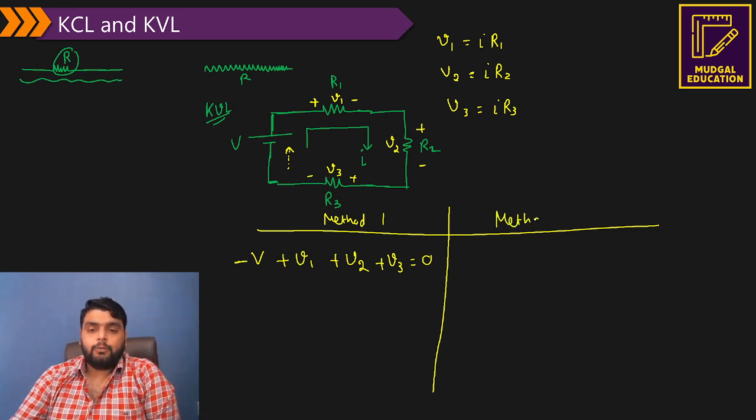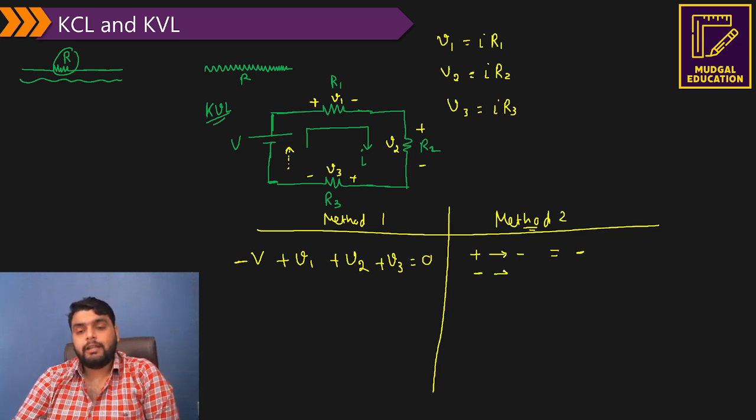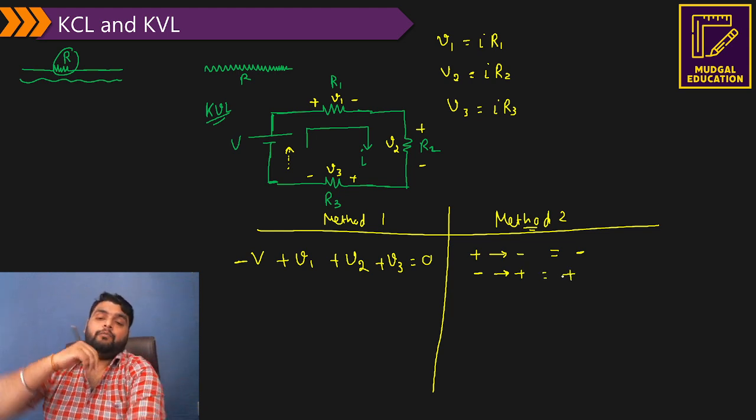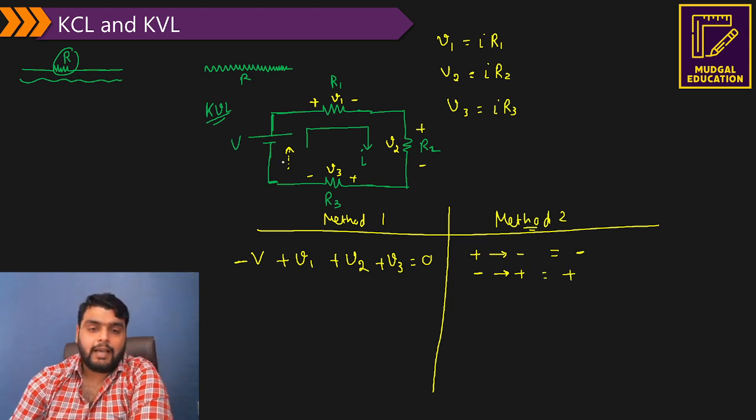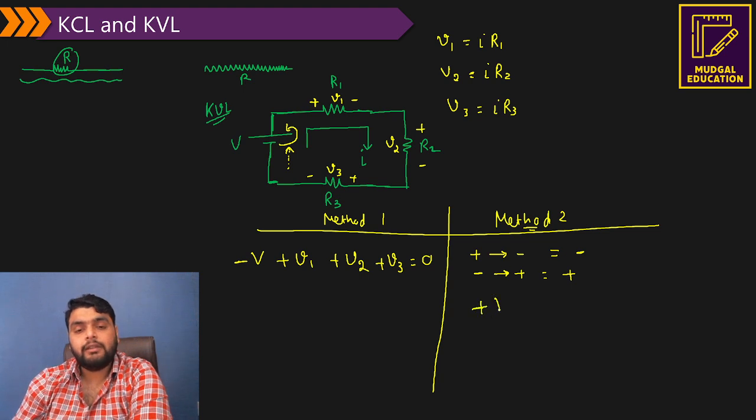What is method 2? In method 2, you need to understand that when you are going from positive to negative, you have to use the sign minus, because there is a voltage drop. And when you are going from negative to positive, there will be a plus sign, because there is a voltage rise. So again, I am going in the direction of current. Across the voltage source, I am going from minus to plus, so there is a voltage rise, so I will say plus V.